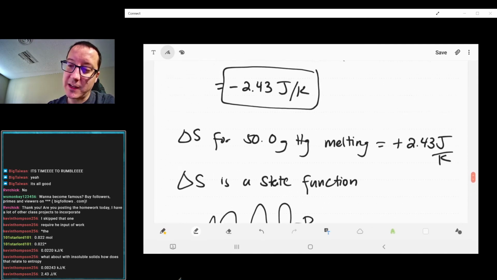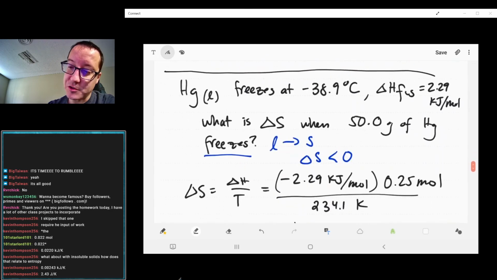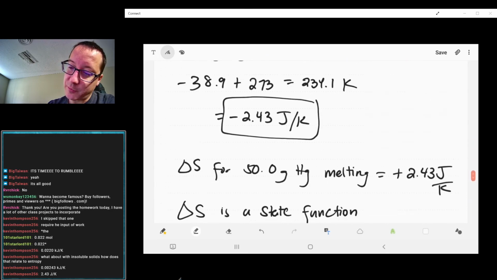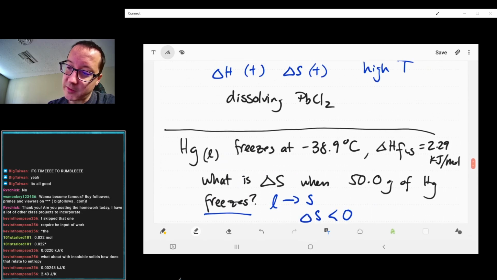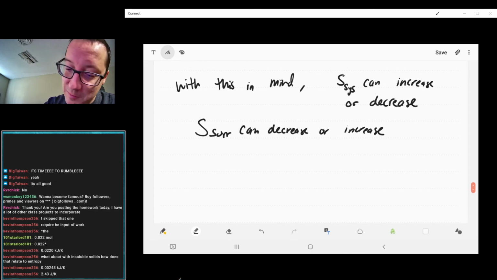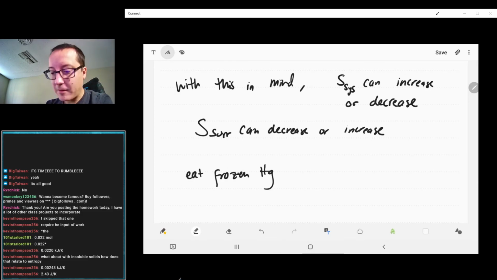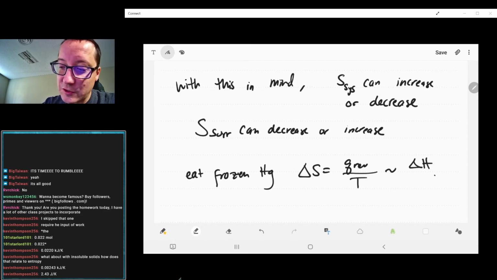that we saw that we needed to put into that ice to get it to melt for the water, or shoot, let's eat the mercury. So if we saw that the mercury, you know what, let's just use the ice because there's a delta H actually. So let's say we eat some frozen mercury because we're really smart. If we eat the frozen mercury, remember that delta S is the Q for a reversible process over the temperature, which we approximate as delta H for this process to be fusion over temperature.